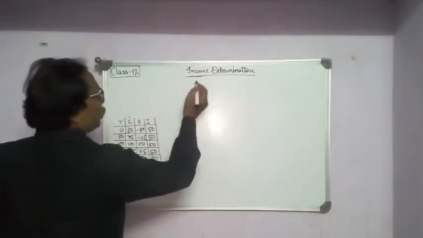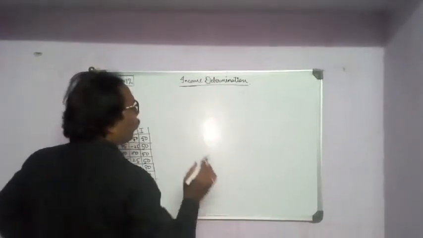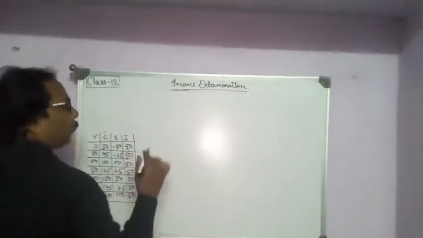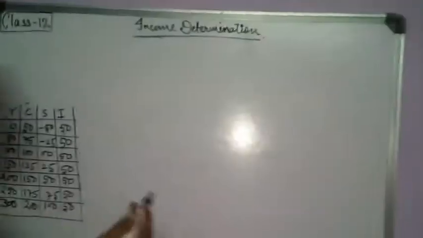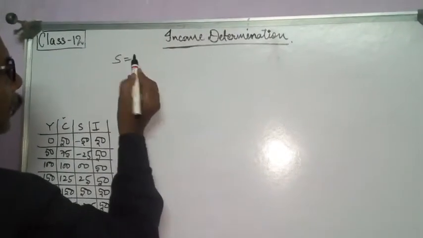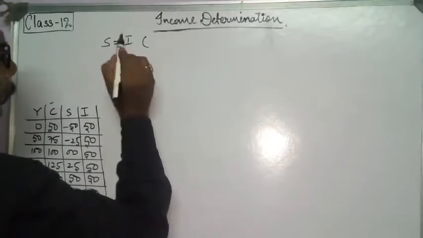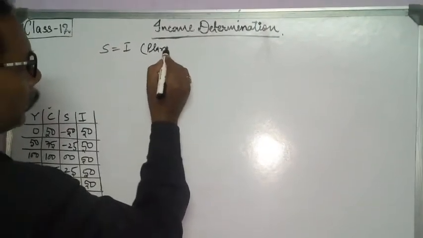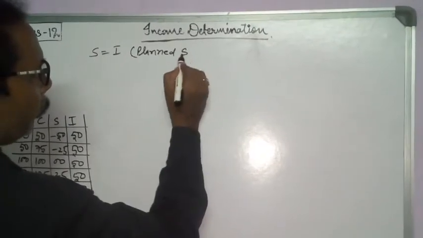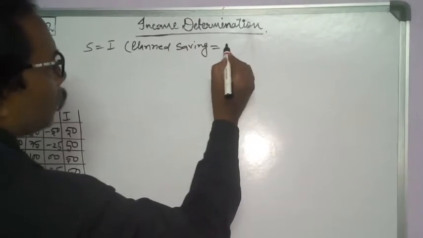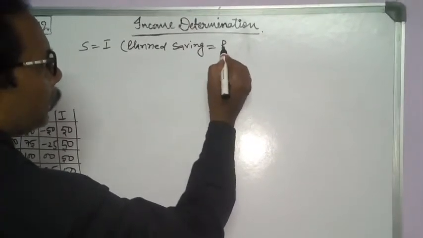So in this video you will learn how the income is determined in the economy. So the first approach we have already done, and the second approach is S is equal to I, which means that the planned saving will always equal planned investment.